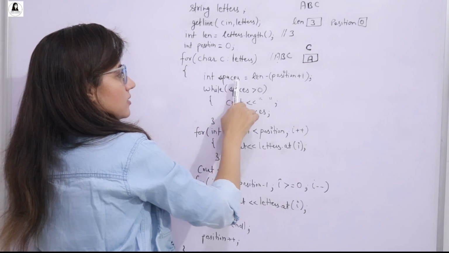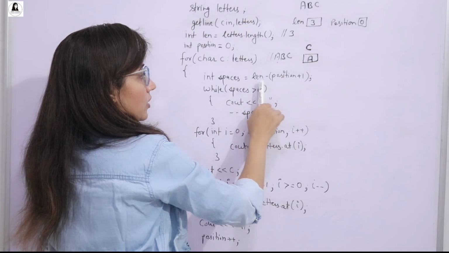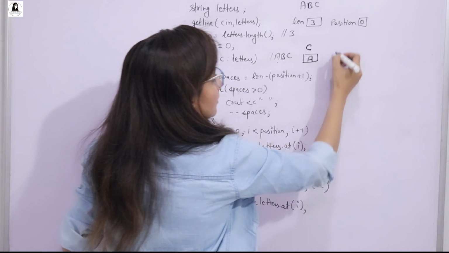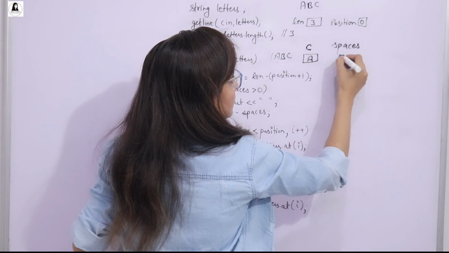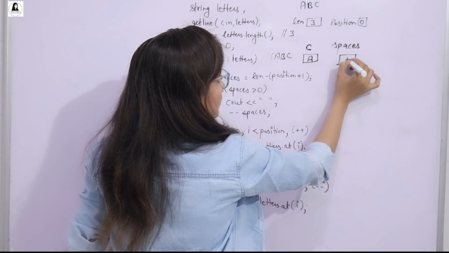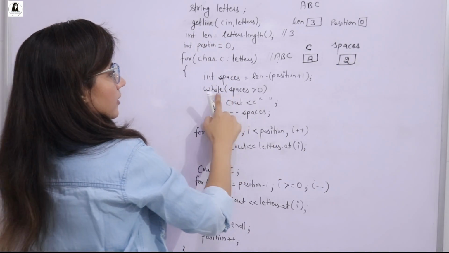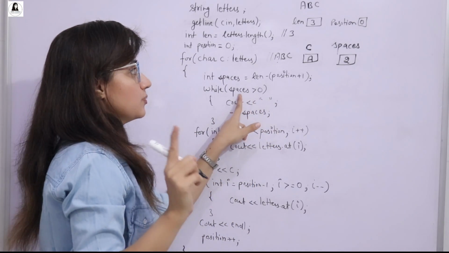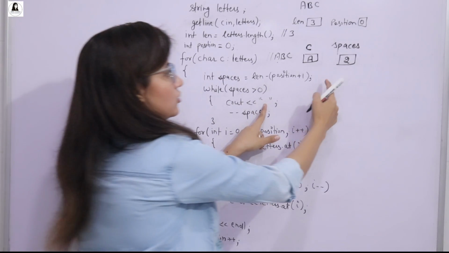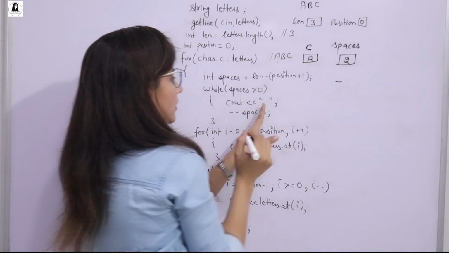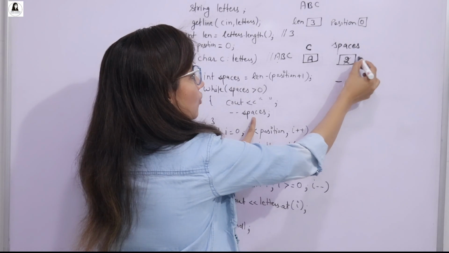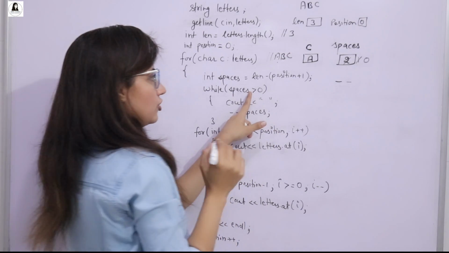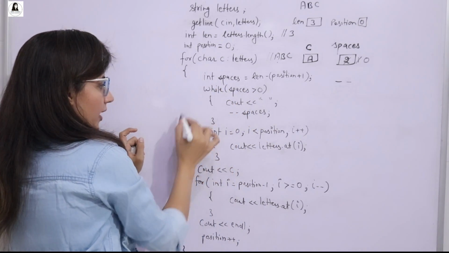Now first create spaces: count space, length minus position plus 1. Length is 3, 3 minus position, which is 0, plus 1. So spaces now is 2, right? Now while space is greater than 0, just print space. At first the space value is 2, the condition is true, so the first space would be printed here. Then space minus minus, now space becomes 1. Still the condition is true, one more space would be printed. Space minus minus, now space becomes 0. Condition true? No. So we are out of this while loop, and next is this for loop.